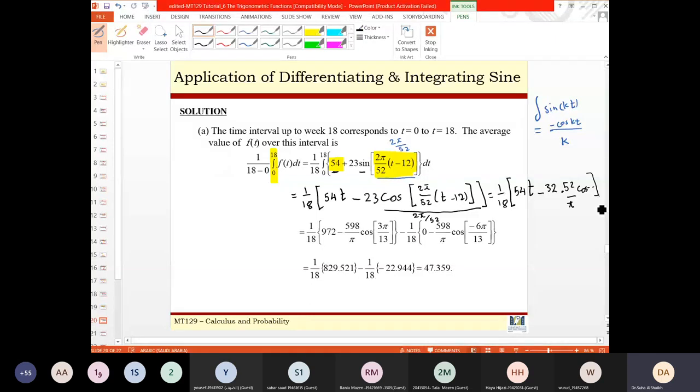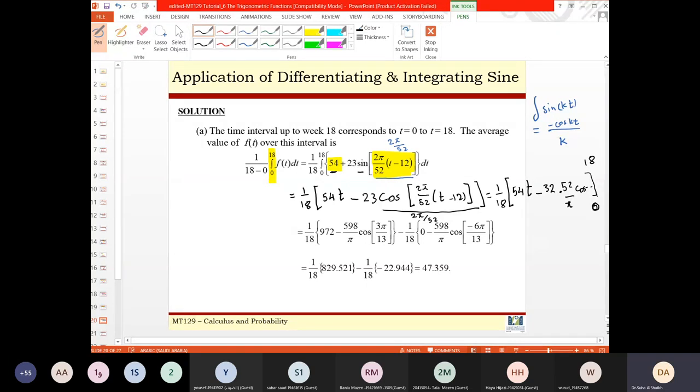Now the integration is from 0 to 18. So we substitute with 18 the first time, and this is the substitution. We substitute with the 0 the second time. No Ahmed, we're not going to integrate the t minus 12. It is inside the sine, because it is inside the sine. It's an angle. So we substitute once with the 18 and once with the 0.